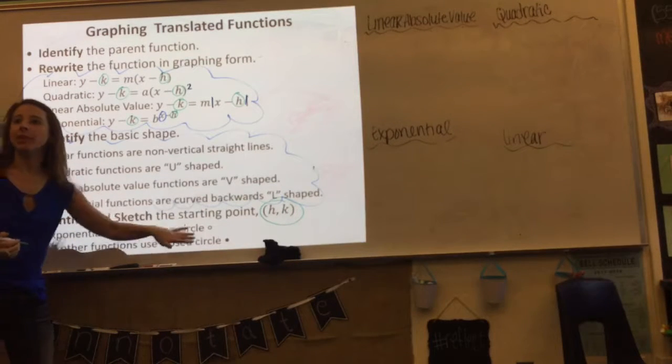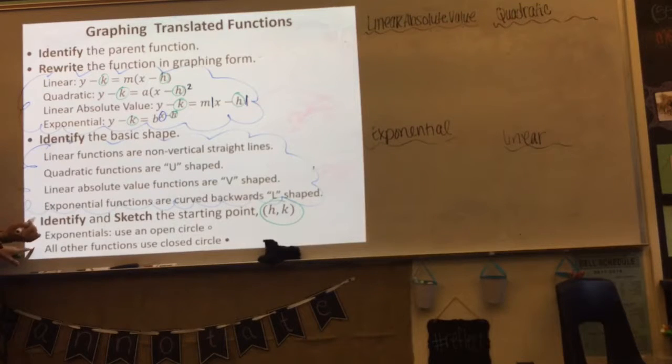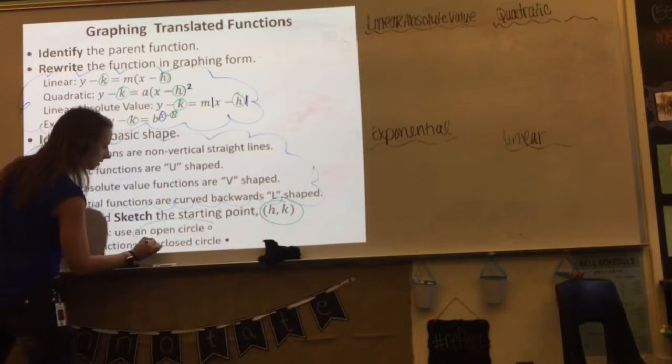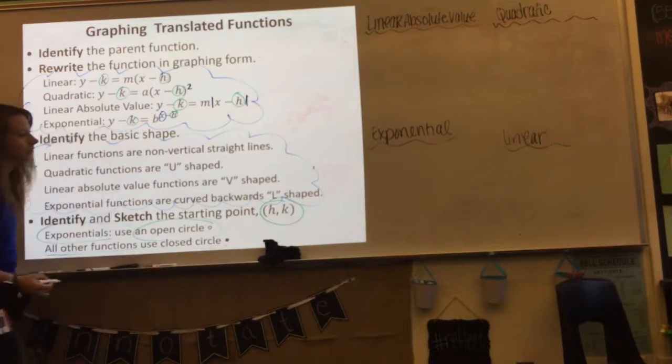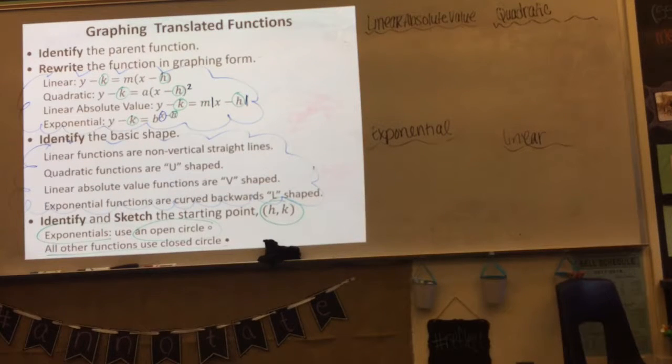Okay, one testing thing we have to remember: when you plot that point, exponentials have an open circle. So highlight that. All the other ones are closed. So exponentials, open; all others use the closed. That's the only part that's different.